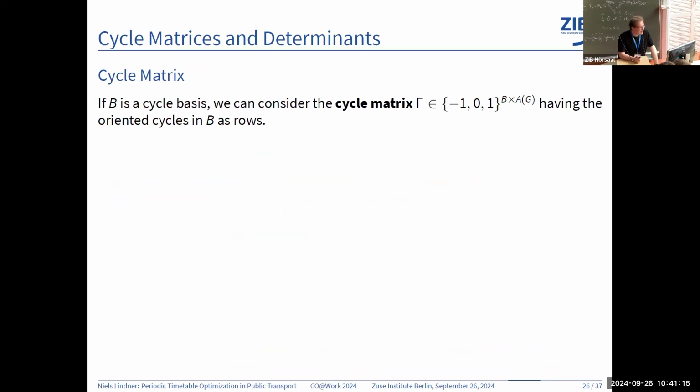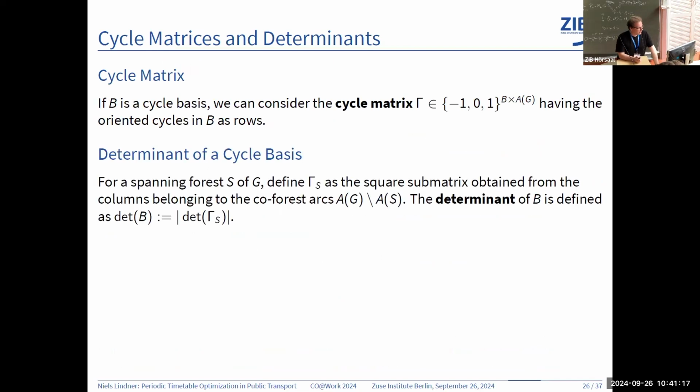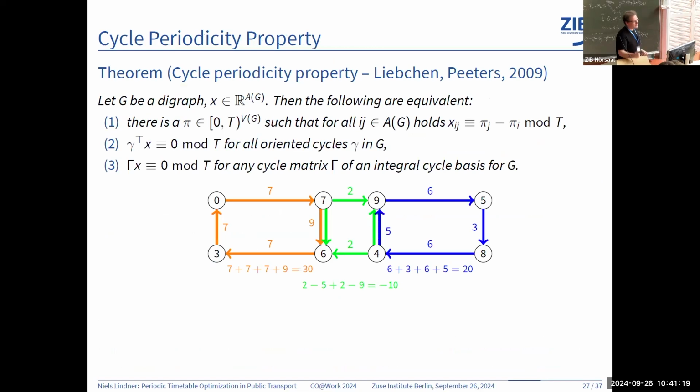But we will stick to the cycle matrix I've shown you before. Let's not do this, because they're important for something. And that now brings us back to timetabling. So if I have a vector x over the set of arcs, then the following are equivalent.